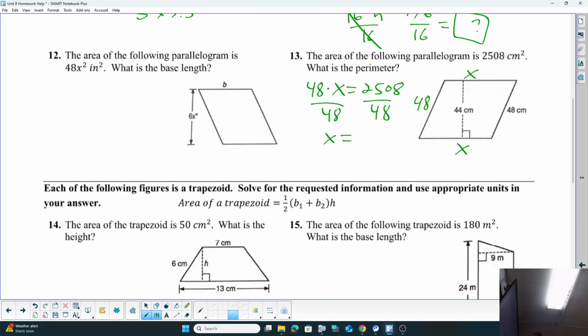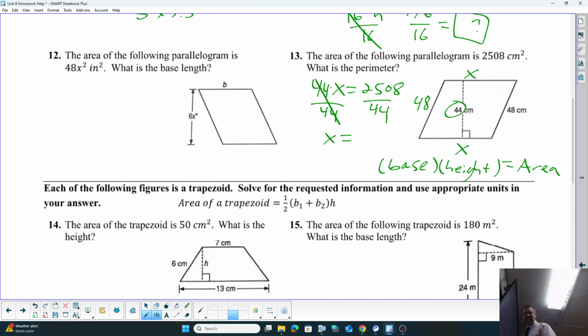Oh, that's wrong, that's wrong. So it's actually base times height is equal to the area. And so the height is 48, or 44. Sorry, the height is 44. So we're going to do 44 times x, divide that over to the other side.